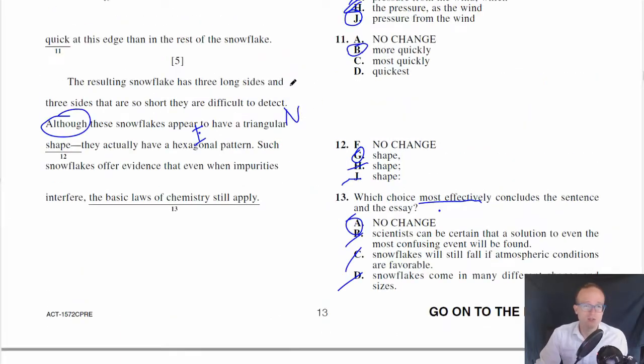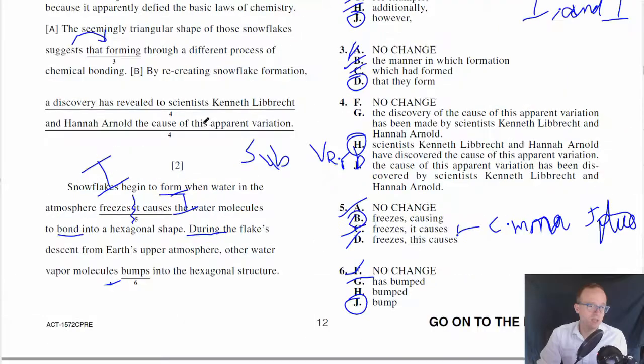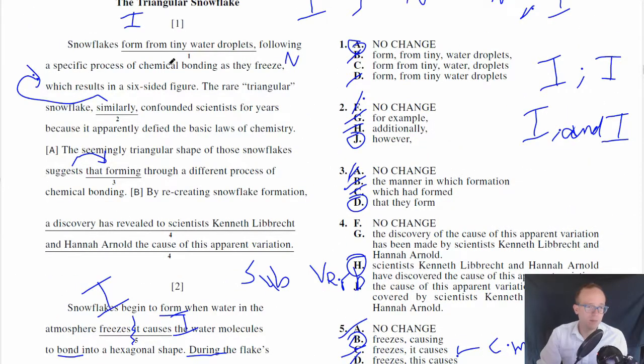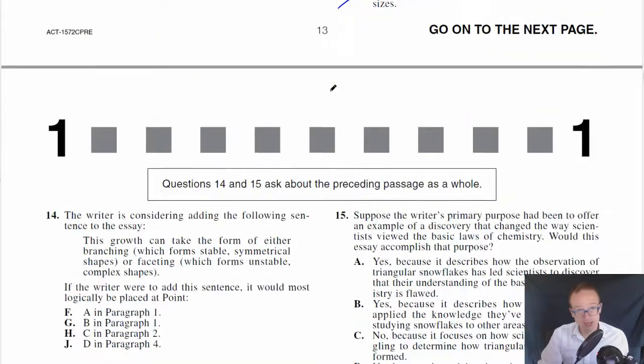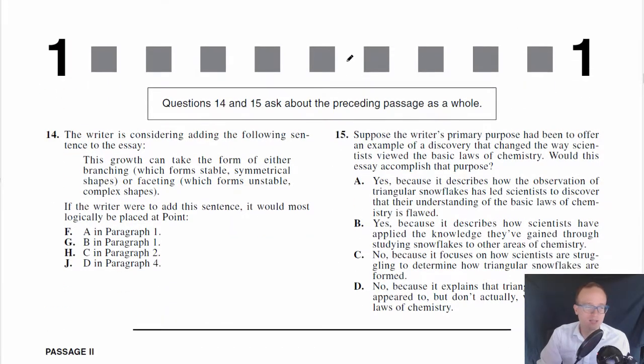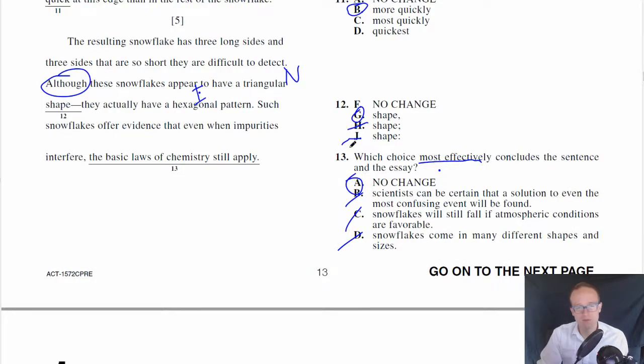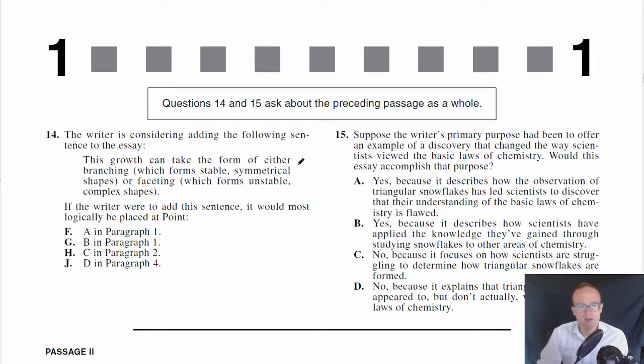Basic laws of chemistry still apply. Kind of references the beginning here, right? That the red triangular snowflake apparently defied the basic laws of chemistry. This says, well, it actually didn't defy the basic laws of chemistry. There's just a little bit of a misunderstanding, so A will work. So 14 and 15 ask about the preceding passage as a whole.